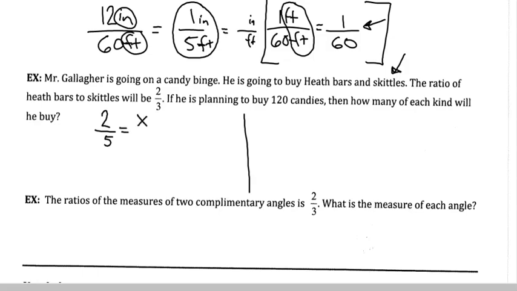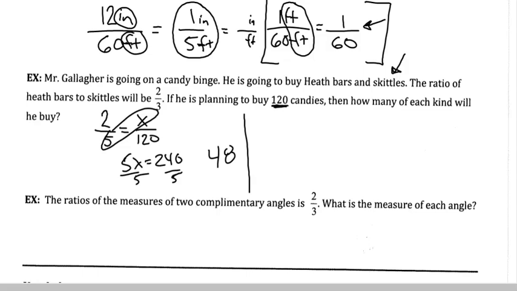And then you would say how many Heath bars if I'm going to buy 120 candies altogether. At that point, you could solve and get 5x equals 240. And when you divide by 5 and divide by 5, you get your trusty calculator, and you say 240 divided by 5, and that gives you 48. Now that you know how many Heath bars, it's pretty easy to find out the Skittles, because you would just do the 120 and subtract away your 48, and that would give me 72 Skittles.